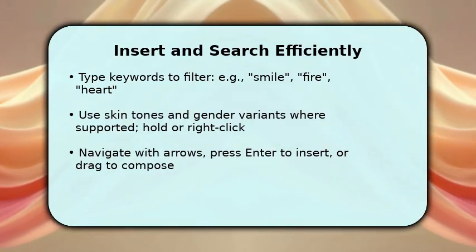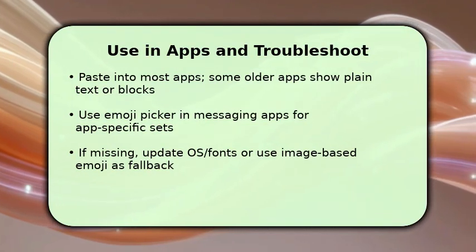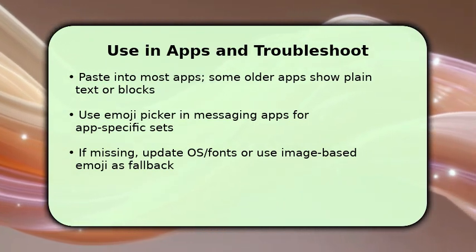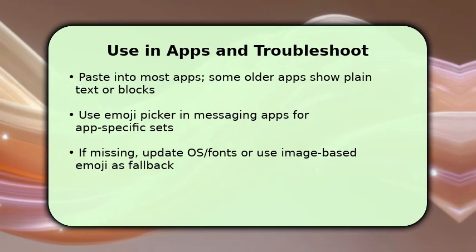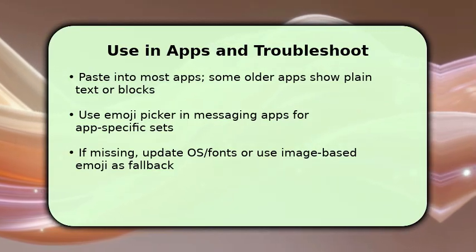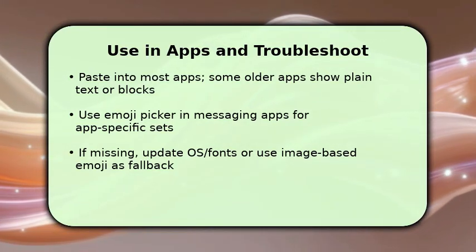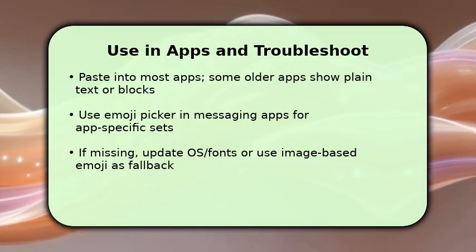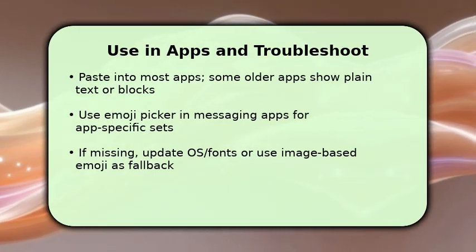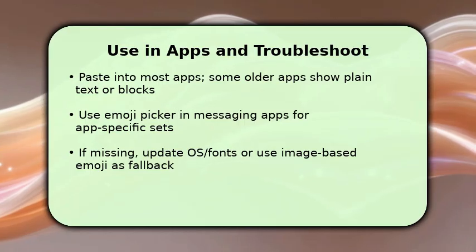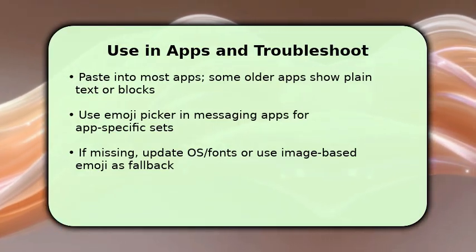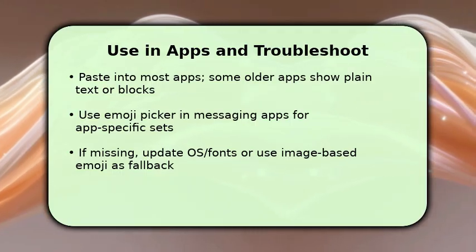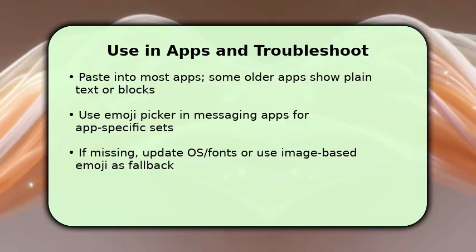You'll finish by using emojis correctly across apps and handling issues. Paste or insert emojis into chat, email, docs, and social apps. Make sure the recipient's platform supports color emoji, since older programs may show monochrome or empty boxes. If an emoji won't appear, update your OS and system fonts, or use the app's built-in picker, which may supply its own set. If problems persist, export a small PNG emoji image as a fallback, so your message preserves visual intent.